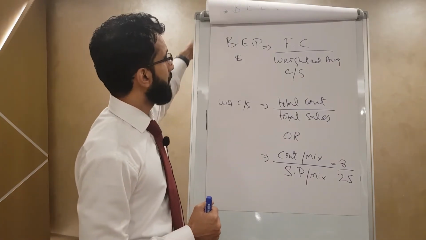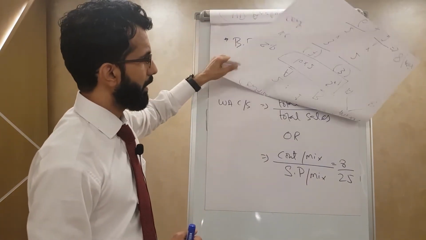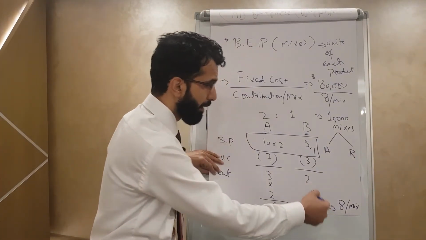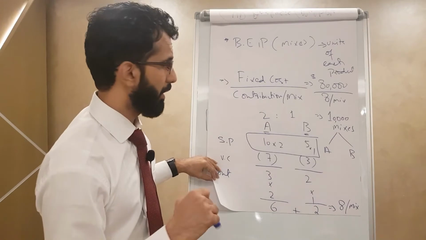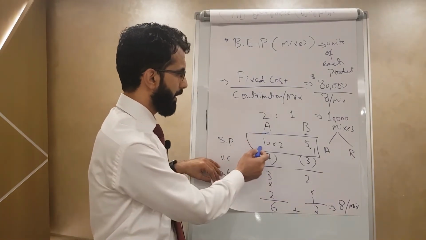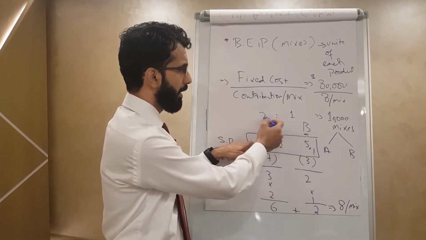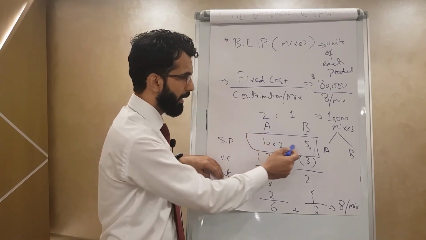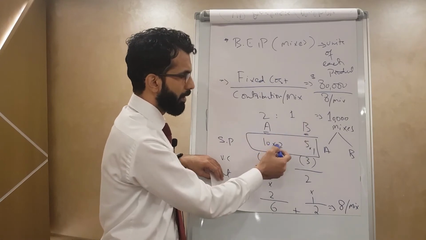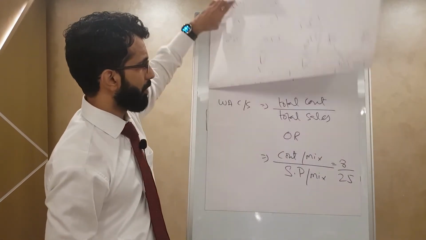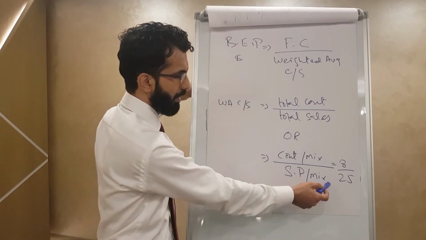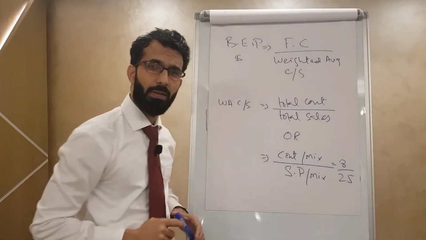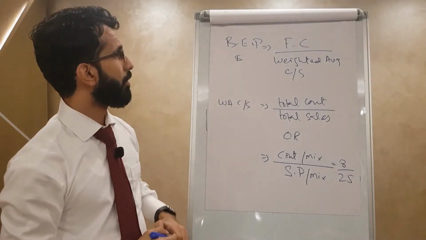If we go back to the same example which we were discussing previously, we have already calculated the contribution per mix to be 8. Same way you can calculate the sales per mix, the selling price per mix, because the selling price of each product is 10 and 5 and the ratio is 2:1. So 10 times 2 for A and 5 times 1 for B. So we will have a selling price, or sales per mix, of $25. This will give you a weighted average CS ratio, which, when you divide the fixed cost by it, you can calculate the break even in terms of dollar.